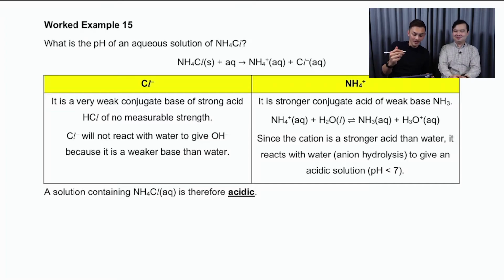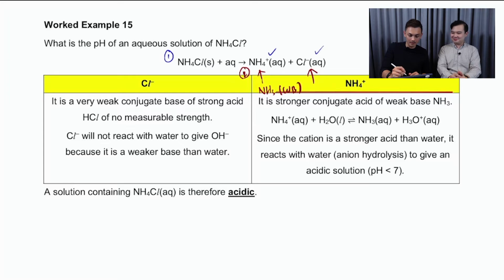So step number 1, we were saying do a full dissociation. NH4Cl is going to ionize to give us NH4 plus and Cl minus. This is step 1. Now, the second step is for us to work backwards. NH4 plus would have come from ammonia, NH3, which is a weak base. And that's going to cause my NH4 plus to be a strong conjugate acid.